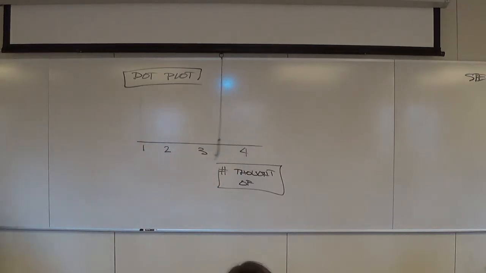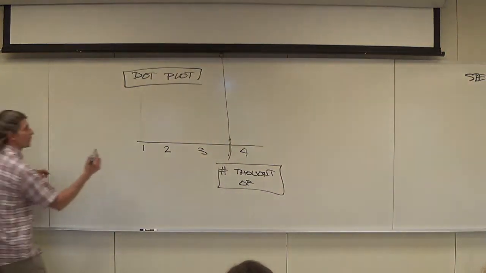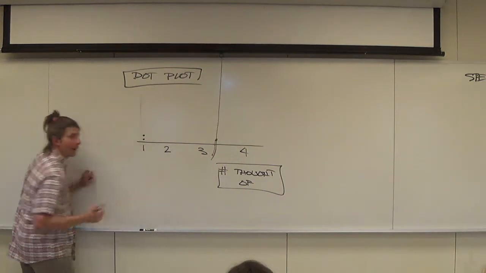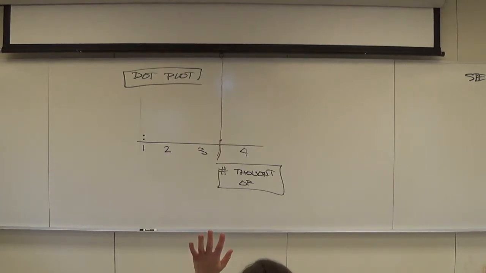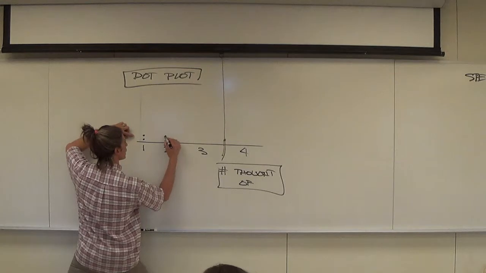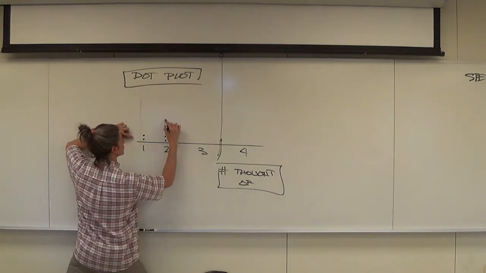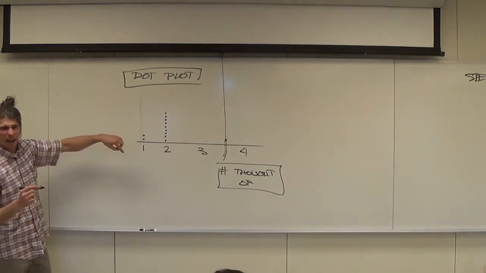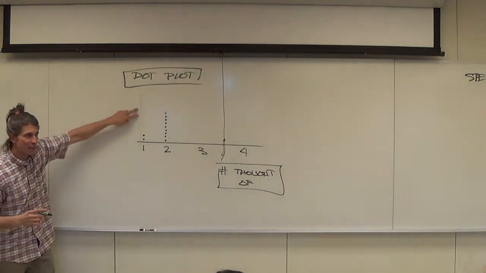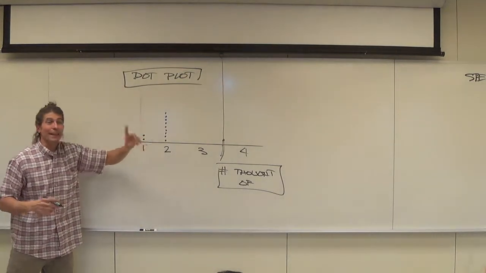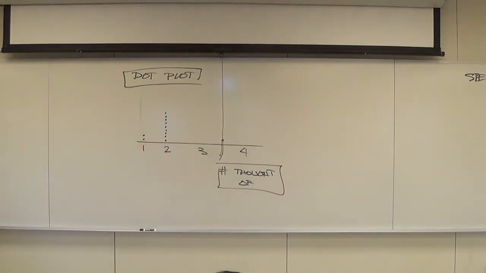How many ones we got? We got 2 ones. Just put 2 dots above the 1, like that. How many 2s? 1, 2, 3, 4, 5, 6, 7, 8, 9. 9 2s. Again, the same rule as for stem and leaves: make sure your dots occupy the same space each time. Technology takes care of this beautifully. Excel can do these pretty slickly, actually.